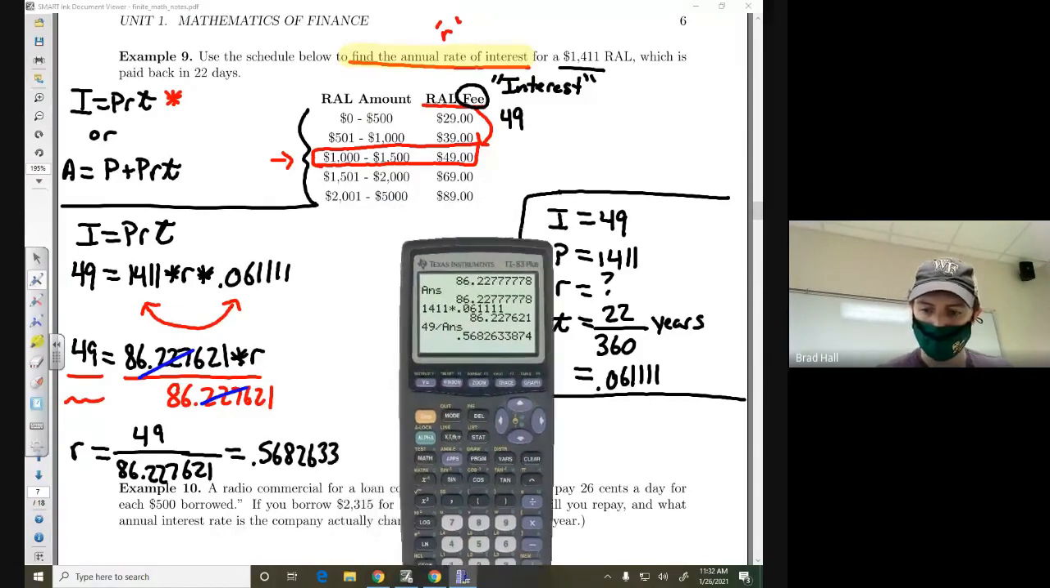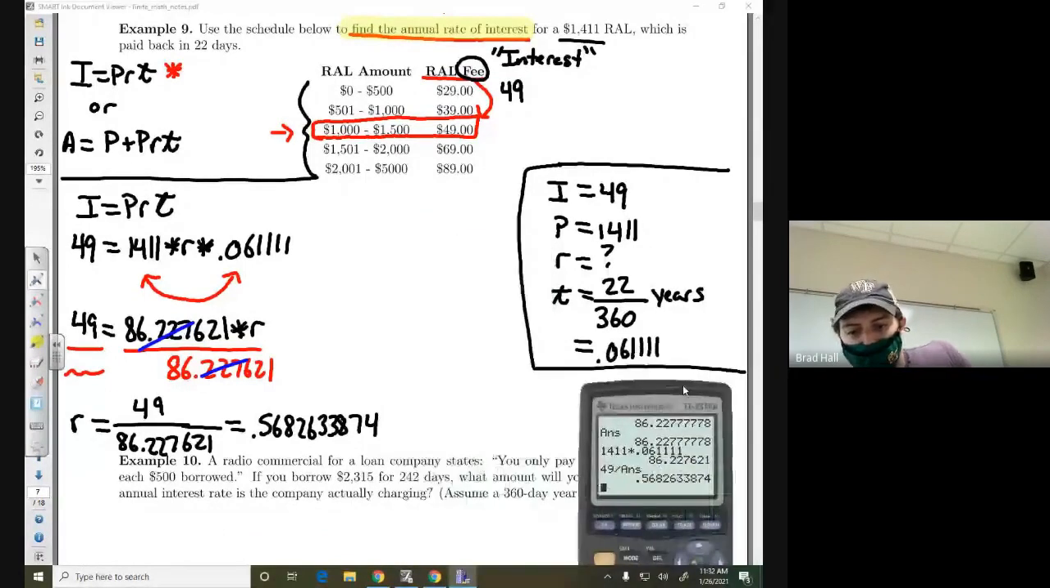That out of the way, 0.5682633874. That's what the calculator tells us. So then you put this into MyMathLab, and it tells you you're wrong. And you think, oh, come on, I just did everything. I solved, I did the algebra.